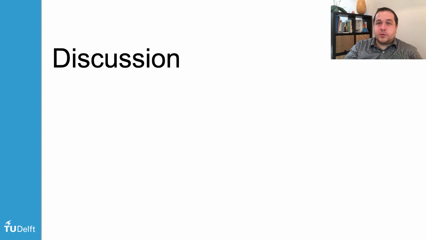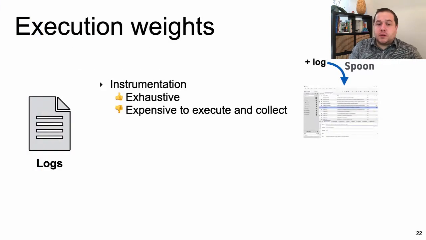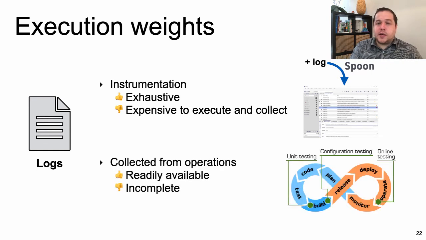So what is the future work for commonality-driven test case generation? First, about the execution weight. In our evaluation, we got the execution weight from an instrumented version of JabRef, which provided us exhaustive data about the common and uncommon execution paths, but it is of course quite expensive to execute and collect. One possibility would be to collect those data from operation logs. If you are, for instance, in a DevOps environment, those operation logs should be readily available. The downside, of course, is that depending on the logging practices of the developer for the application under test, those execution logs might be incomplete.